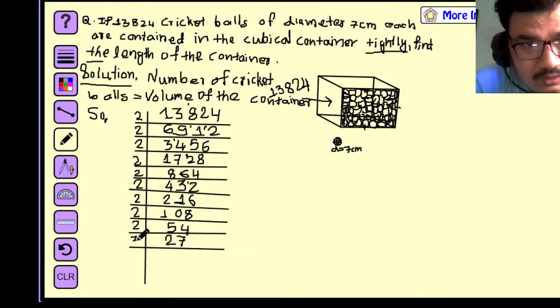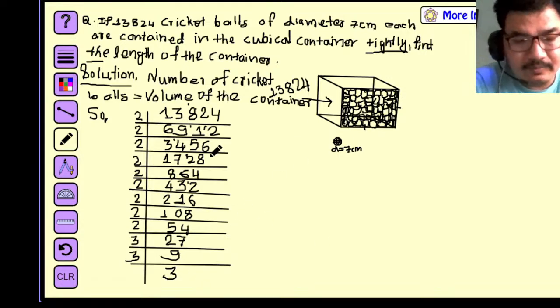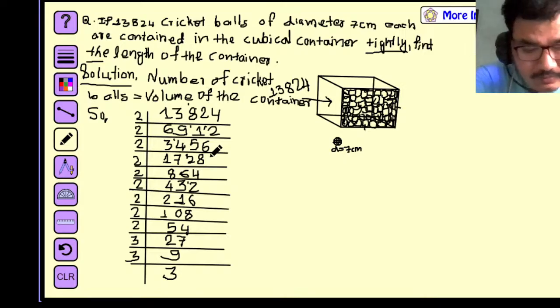Right here 3, 3 9s are 27, and now again there is 9. This 9 is divisible by 3, 3 3s are 9. Like this we factorize this number, okay children, like this we do here. We solve it like this.